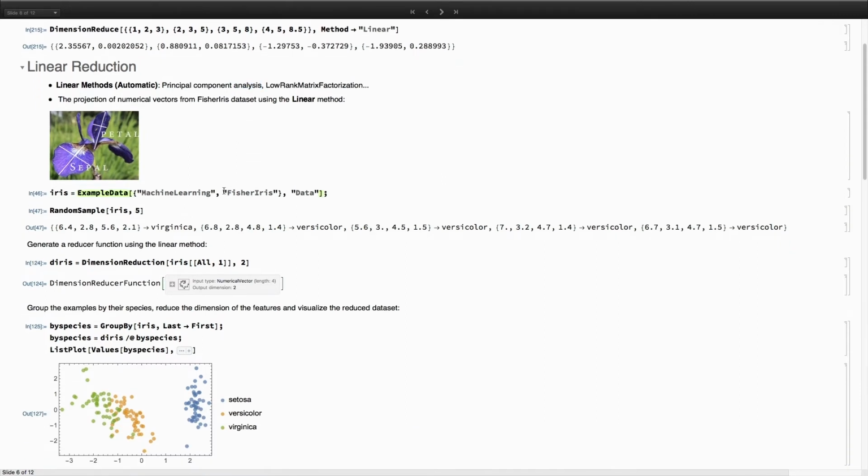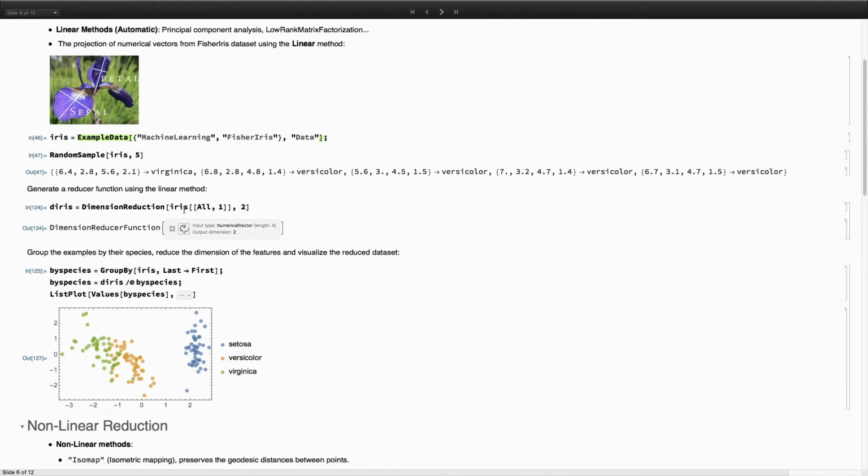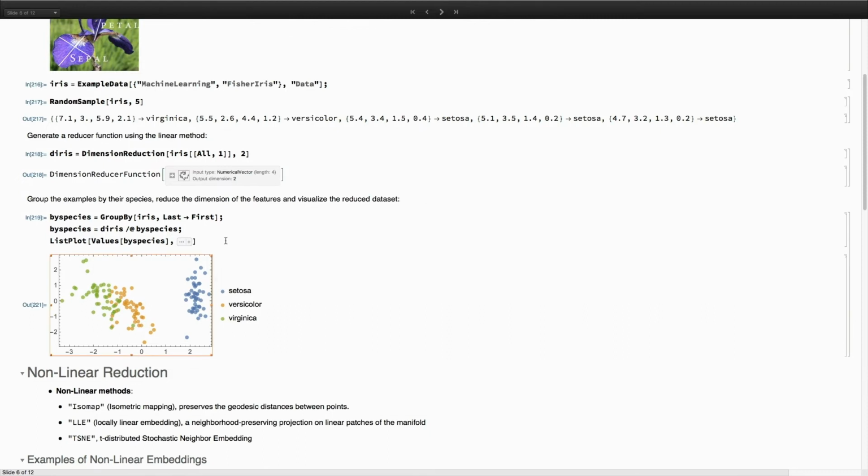So let's look at one example using the Fisher iris dataset, which is a dataset of different species of flowers given their physical characteristics like sepal and petal length. So it's a 4-dimensional dataset. We can just perform a dimensional reduction on that, and plotting it in the reduced dimension, you can see that the same species cluster together in this lower dimensional space.